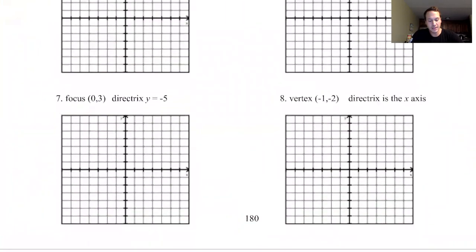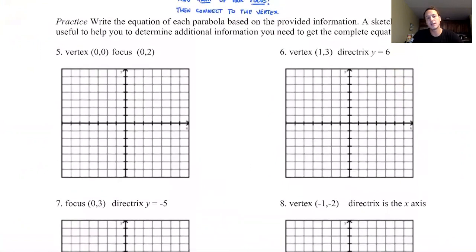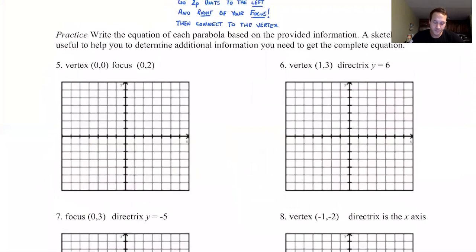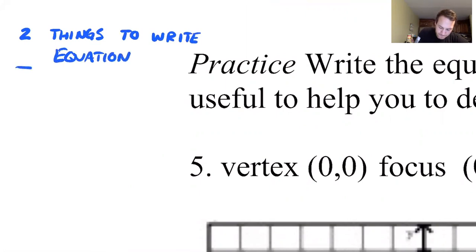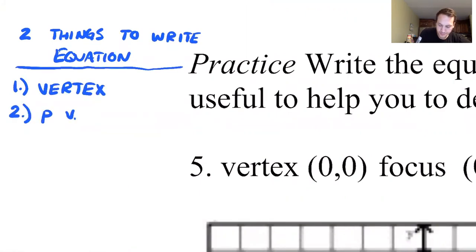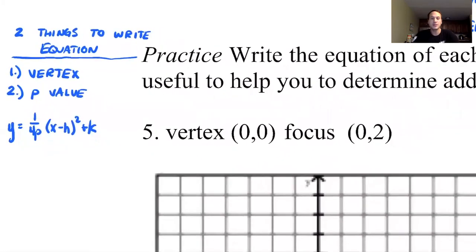Okay, so I can ask you these questions a whole bunch of different ways to write the equation. Now, in these ones, it just says a sketch may be helpful. So I don't actually need to draw the sketch, but trust me, the sketch helps you. Remember, you need 2 things to write the equation. The obvious one is your vertex. The second one is your p-value. Remember, y equals 1 over 4p times x minus h squared plus k. Once you have your vertex and your p-value, you're good to go.